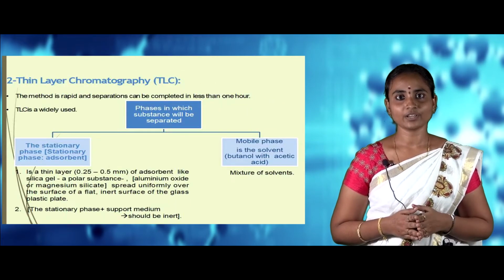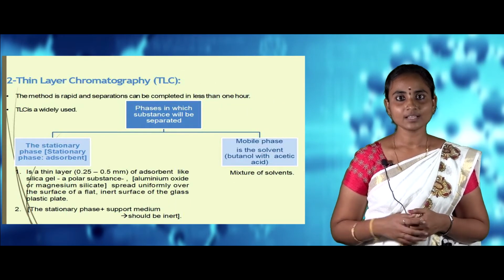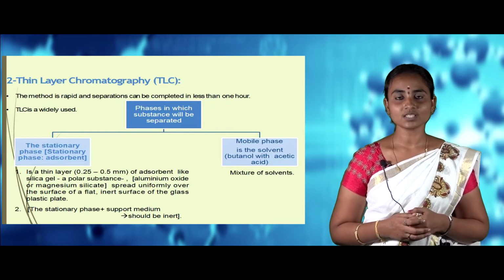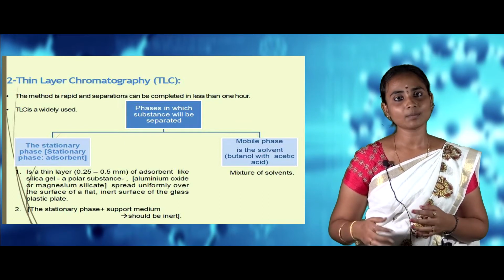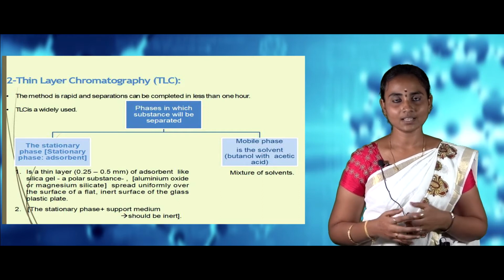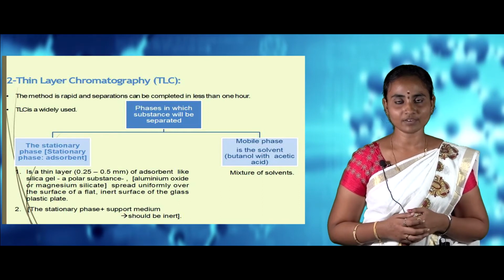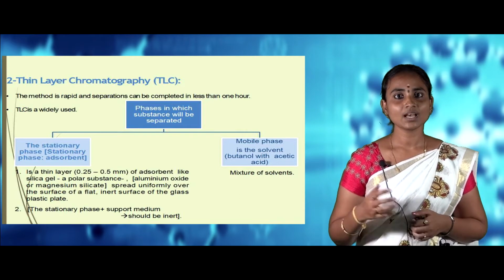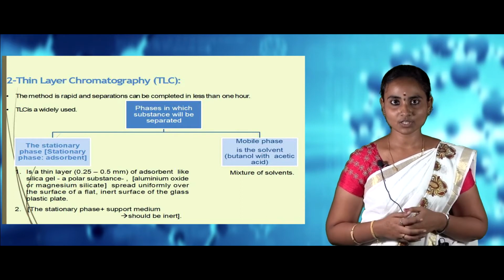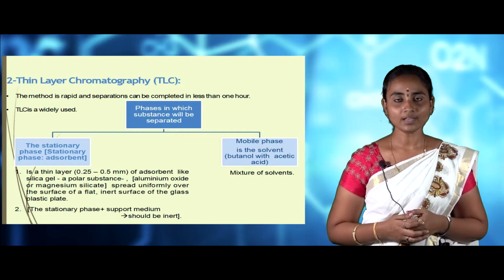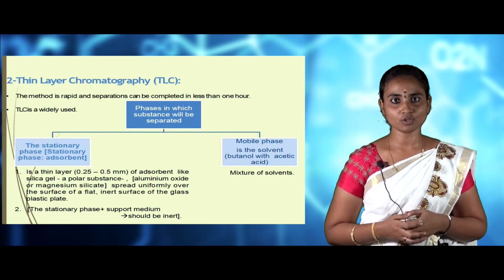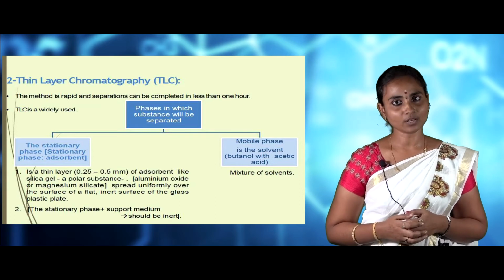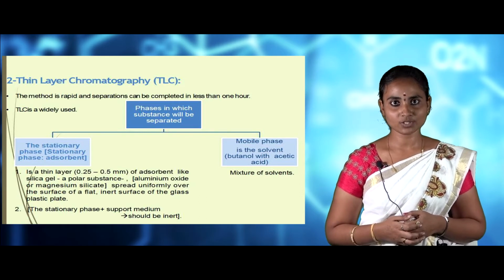Coming to thin layer chromatography, it is a widely used method. This method is a highly rapid process so that a large number of compounds can be separated easily. Thin layer chromatography mainly involves two different phases for the separation of different compounds. One is the stationary phase, another one is the mobile phase. The stationary phase should be a strong adsorbent and the mobile phase should be a combination of different solvents. For example, butanol and acetic acid can be used in combination.